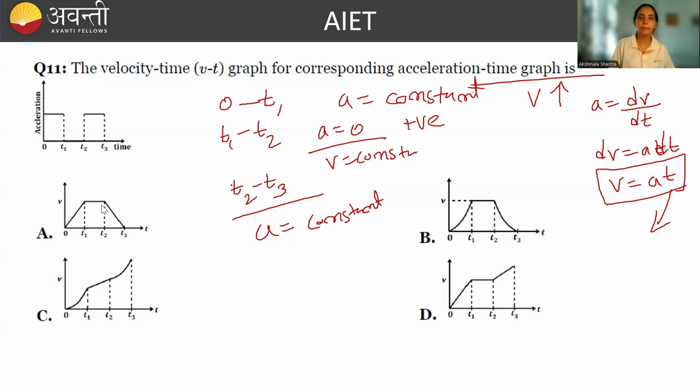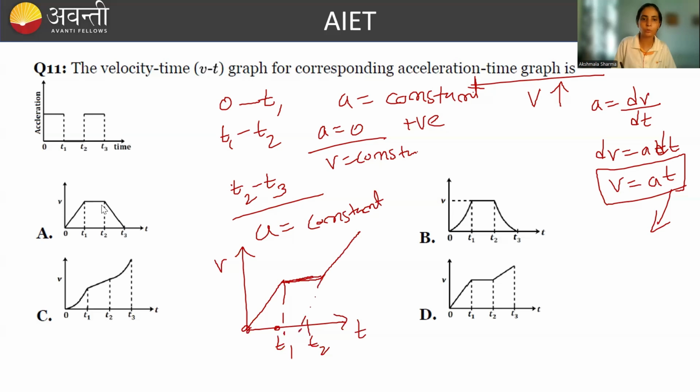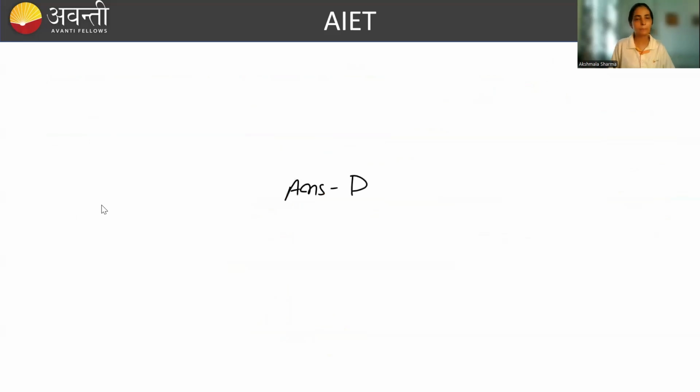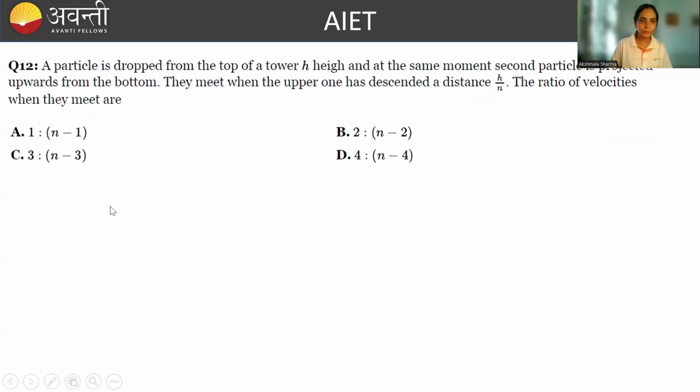So if you go on to draw the v versus t curve, between 0 to t1 it will be a linear curve with positive slope. So it can look something like this. Between t1 to t2, velocity will be constant, so it should be something like this. And between t2 and t3, again, velocity should increase linearly with positive slope. So the correct answer seems like B.